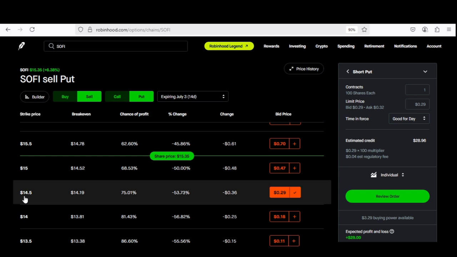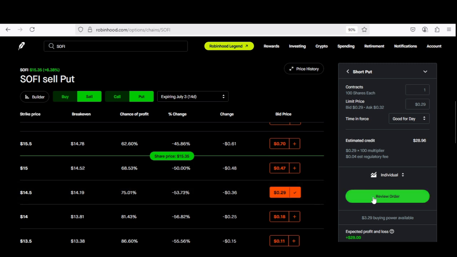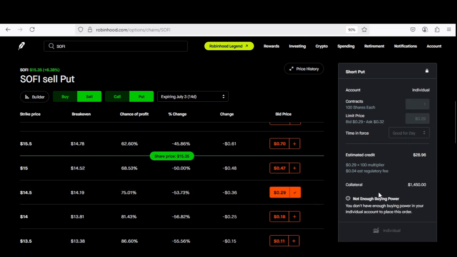So in this case, you're going to need $1,450. Let's go ahead and hit review. Now, in order for you to do this trade, you're going to be using $1,450 and you're going to be receiving cash. Now, this trade is what's known as a win-win option strategy.